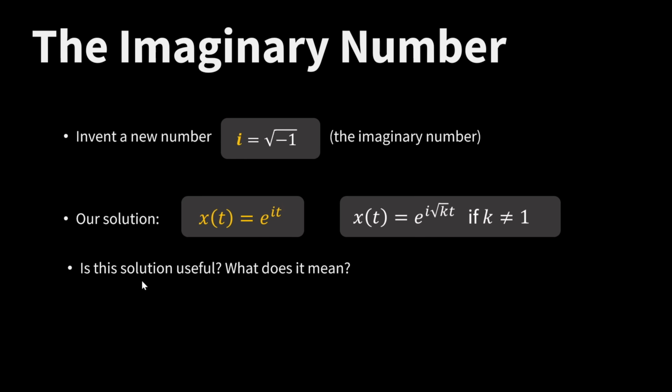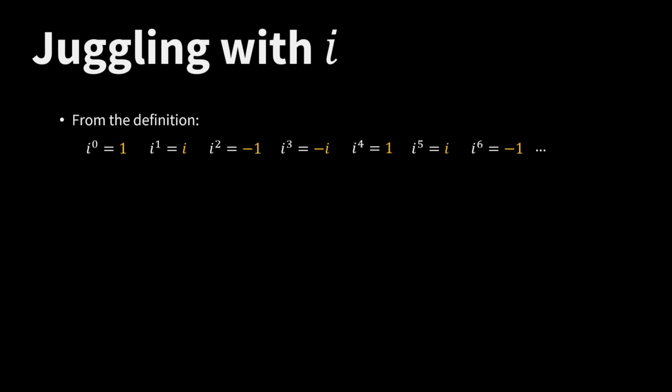Now, is this solution useful? What does this mean? Let's check what properties i has. Let's juggle with i a little bit. For instance, what's i to the power of some number? Well, i to the power of 0 is 1. We saw earlier that any number to the power of 0 is 1. i to the power of 1 is simply i. i squared is the square root of minus 1 times the square root of minus 1, which is minus 1.